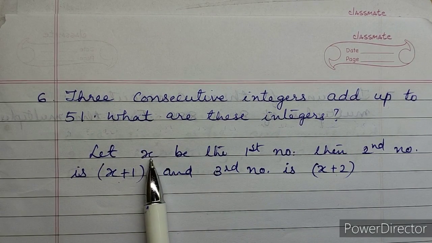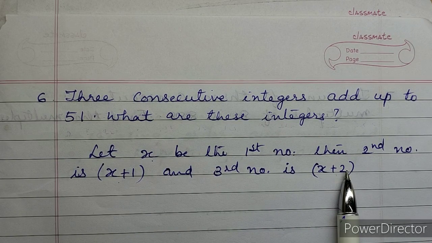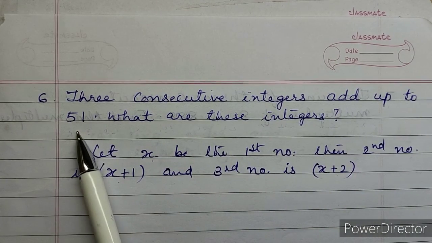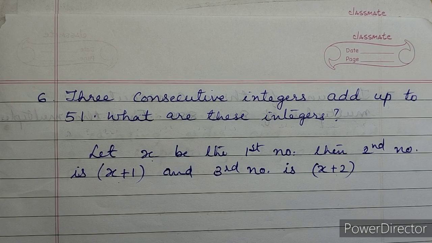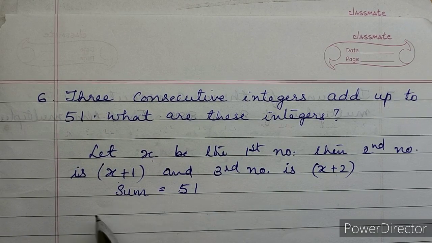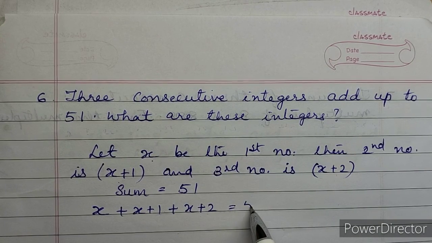First one is x means next one will be x plus 1 and third one will be x plus 2. Now take the next condition: add up to 51. So if these three add together, you will get 51. So the sum is equal to 51. First integer plus second integer plus third integer equals 51.